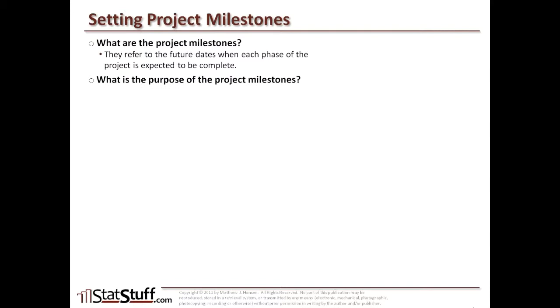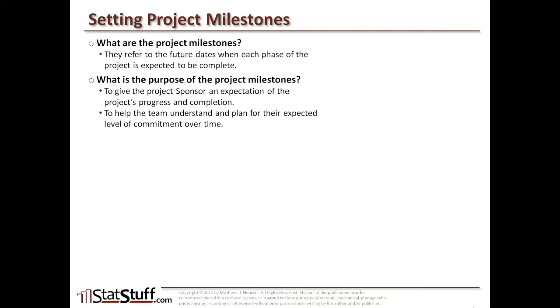Now, the purpose of defining these different project milestones is to give the sponsor of the project an expectation of when the project is going to be complete and the progress along the way. It's also a way to help the team understand and plan for their expected level of commitment over time, so they know they're going to have to be committed to this particular project at least up until these points of time in the future. As well, it's a way to help maintain a sense of urgency for all the team members who are part of the project.